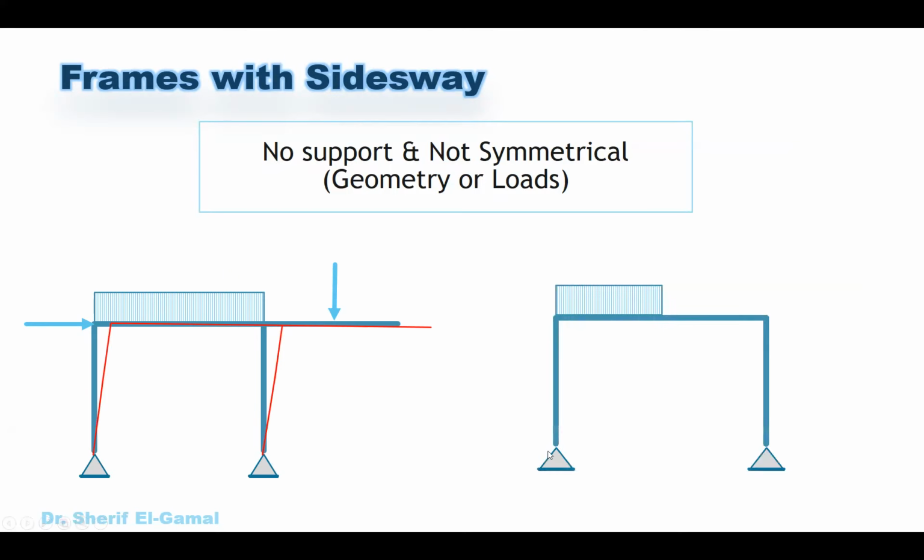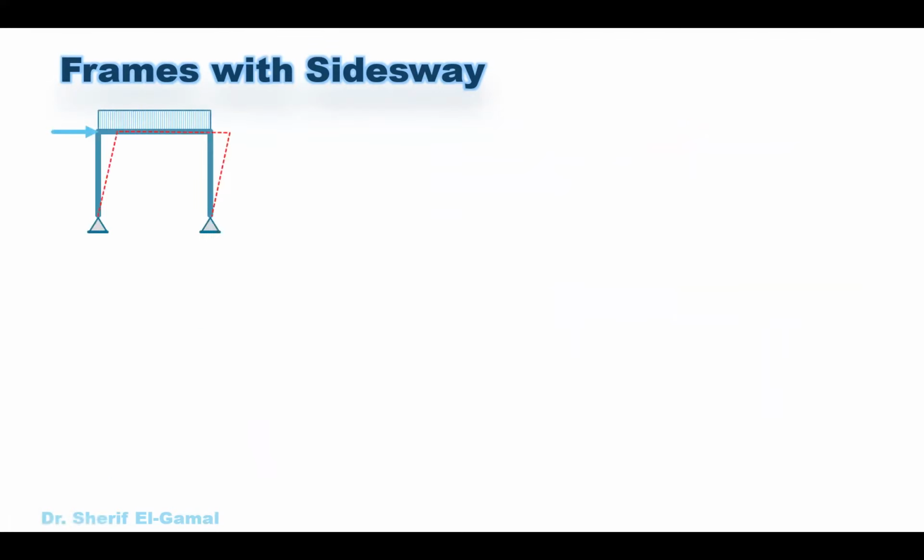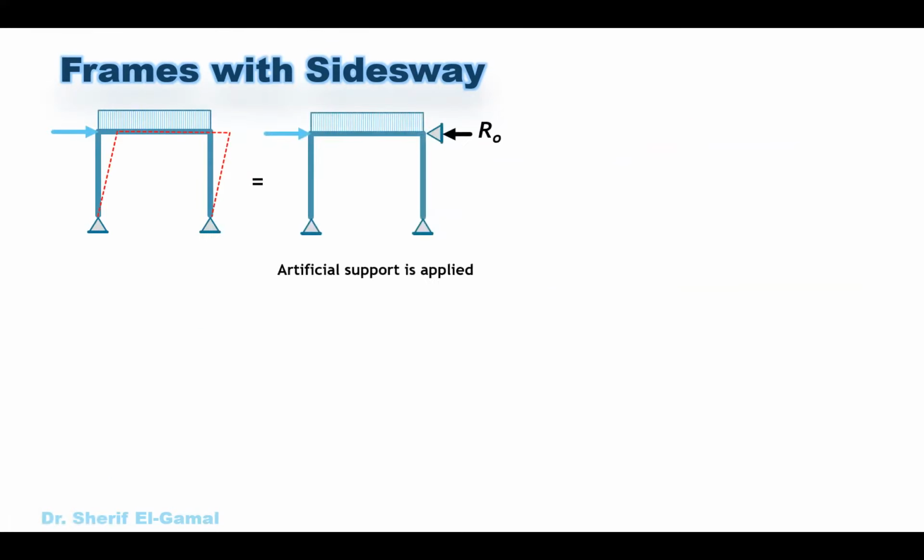Like another frame like this, we can see this frame is symmetric in geometry. However, the load is not symmetric. And again, in such a case, because the load is not symmetric, we will also have side sway. So for such frames, we should include the side sway in our calculations when we use the moment distribution method. Okay, then how can we solve or analyze a frame with side sway using the moment distribution method?